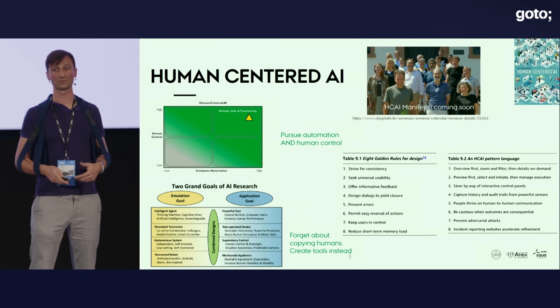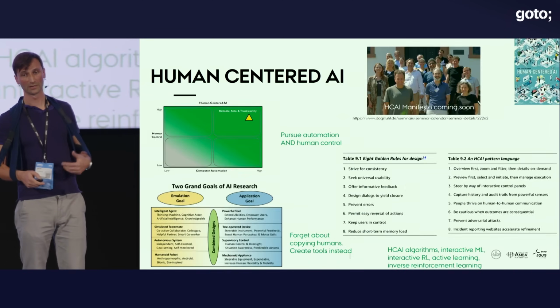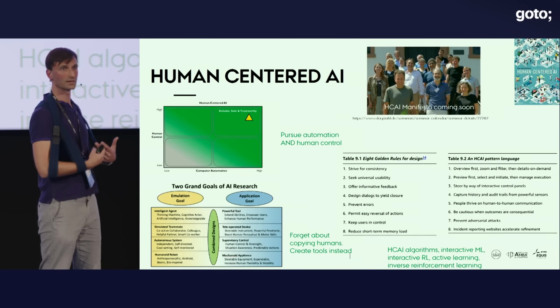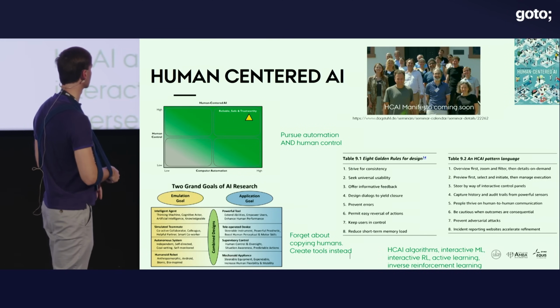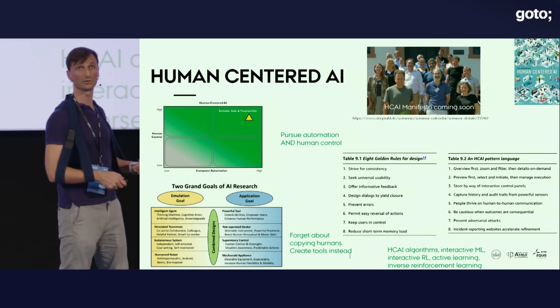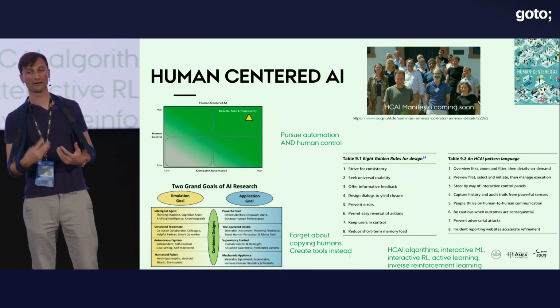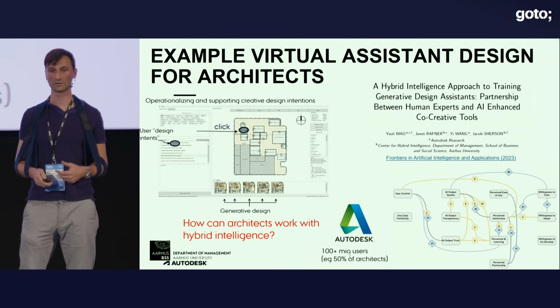If you want, we can share the slides, but there are some very specific design recommendations related to the golden rules of these HCI pattern languages that you could be following. The algorithms underlying it are something like interactive reinforcement learning, interactive machine learning, inverse reinforcement learning, the kinds of algorithms that were also used to train the GPT models, with a human in the loop in the training.